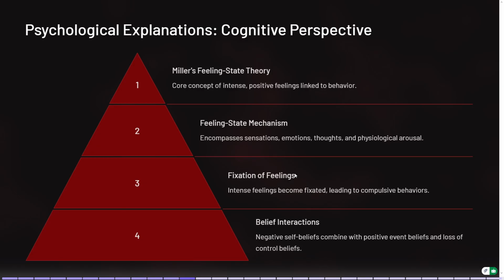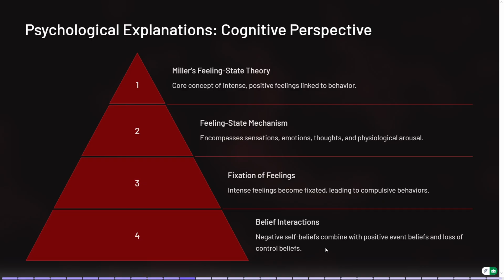When that feeling is what you need, you want to feel sad, you begin to play that song again. It reminds you of that emotion. Or you want to feel good, you play that particular song again. It reminds you of that state when you were feeling good. Now, belief interaction: negative self-belief combines with positive event belief and loss of control belief.